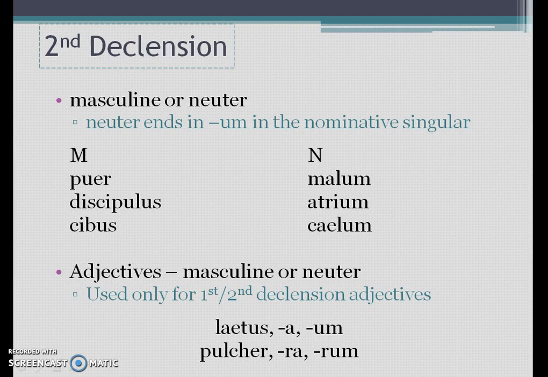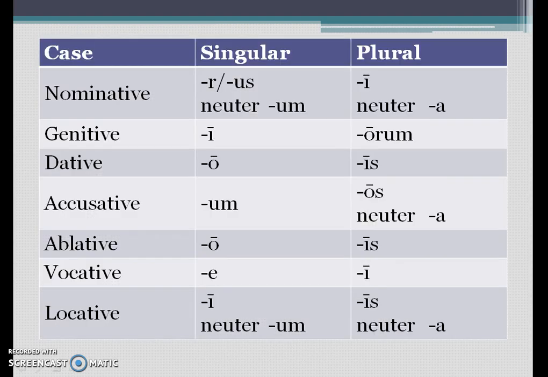As for adjectives, same thing as first declension. First or second declension adjectives as they're called. Again, laetus in this case, masculine would be laetus and pulcher, and neuter would be laetum or pulchrum. Your second declension endings look like this. Again, not going to go through the pronunciations. Please notice though, there are a few that are slightly different.